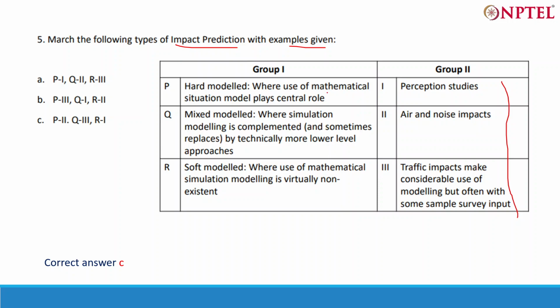Okay, so hard model is basically where the use of mathematical simulation models plays a significant role, like simulation data. Mixed model is where simulation modeling is complemented with more technical, ground-level data. Soft model is where the use of mathematical simulation modeling is virtually non-existent.